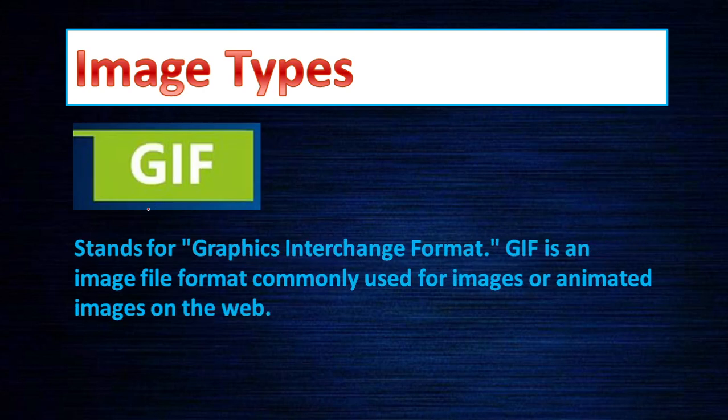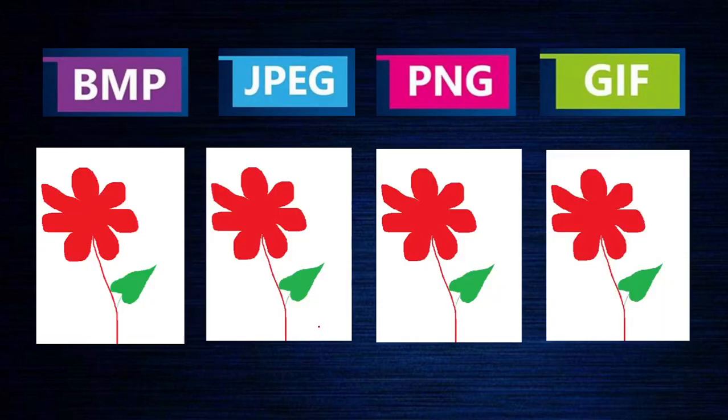Next one is a GIF. GIF stands for Graphics Interchange Format. So GIF is an image file format commonly used for images or animated images. So if you want an animated image, like a movie kind of stuff, at that time we can use a GIF file. So these are the different file types.